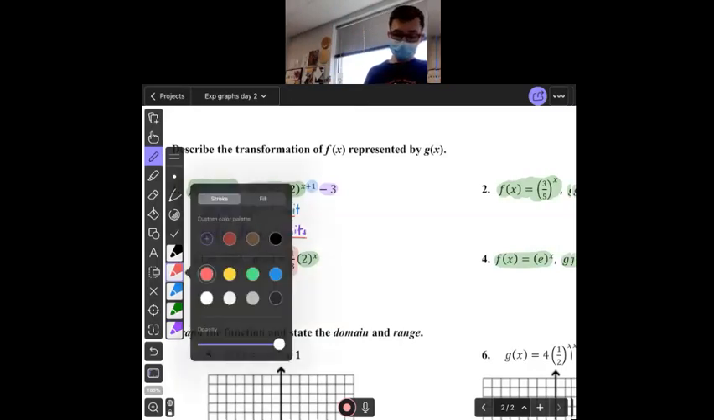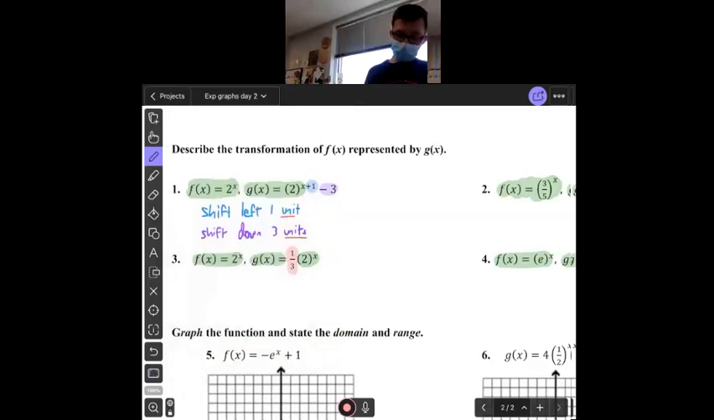I'm just going to drop down to number 3. There we see a number in front. The number is less than 1, so that's a compression. That's a vertical compression, or a vertical shrink. We do need to say vertical because there is a horizontal one. We don't talk about it much at all in this class, but it does exist, so we do need to discern that. So vertical compression or vertical shrink.